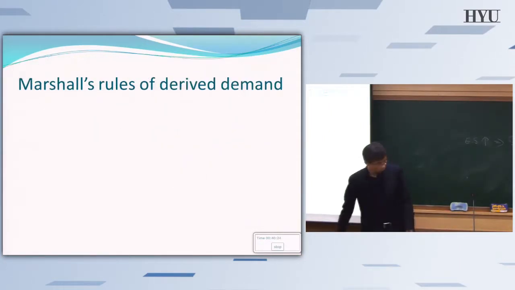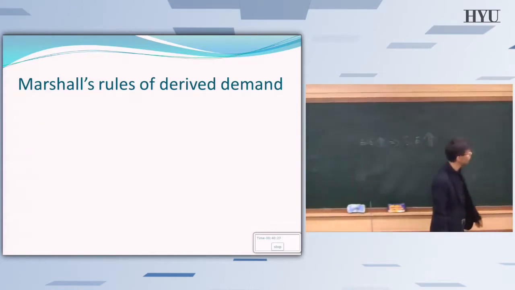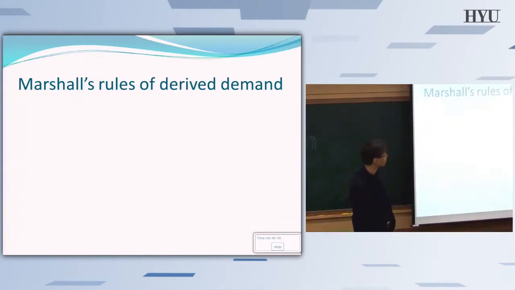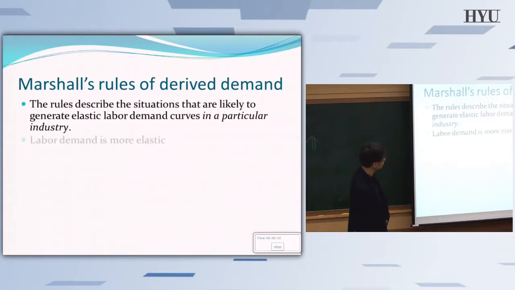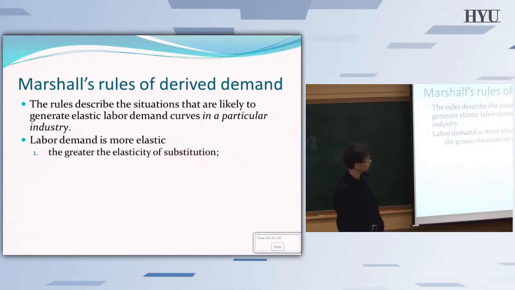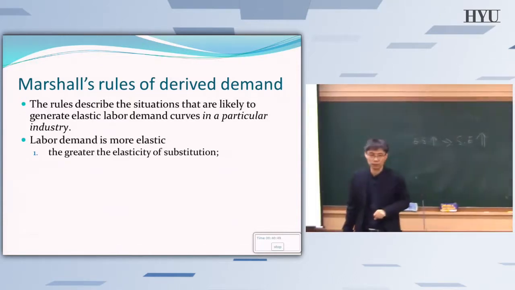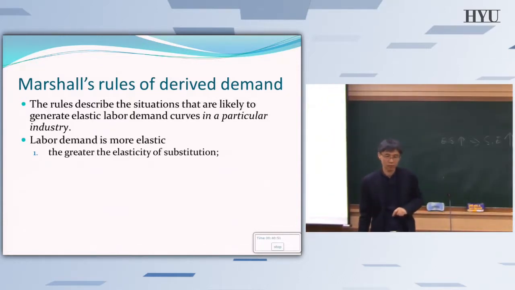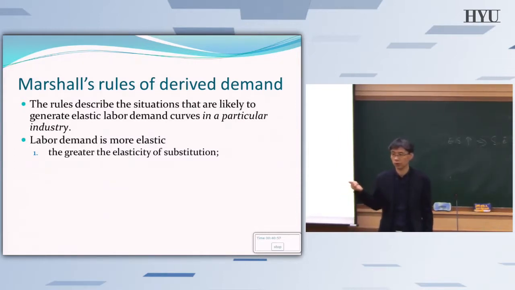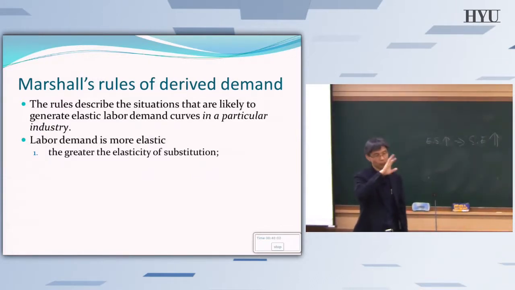Now, I will just look briefly at Marshall's rules of derived demand. I'm not going to spend too much time. Marshall's rules of derived demand tell us the situations that are likely to generate elastic labor demand curves in a particular industry. Elasticity of labor demand is quite important when you, for example, design a labor market policy. For example, think of a minimum wage. Let's say that you raise the minimum wage. We will talk about minimum wage later.